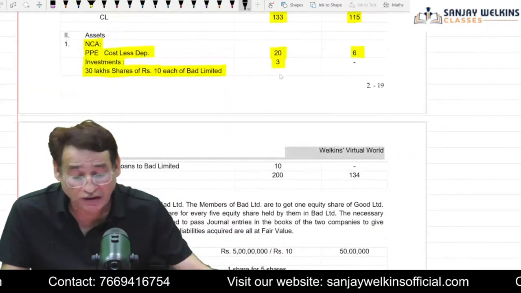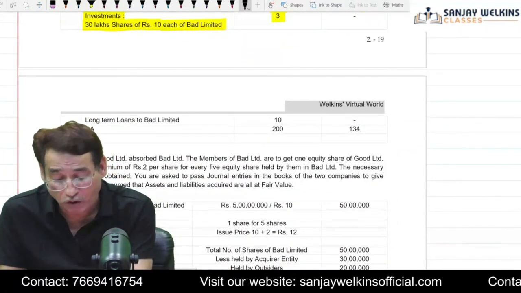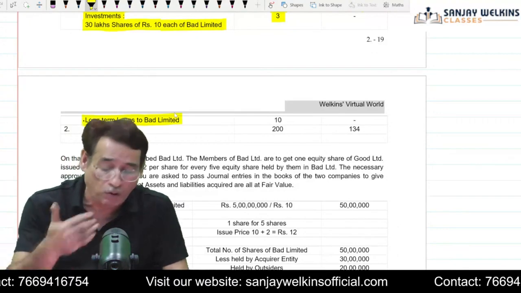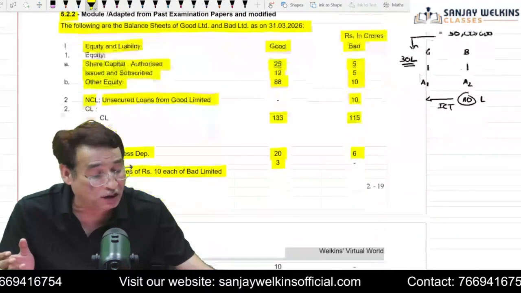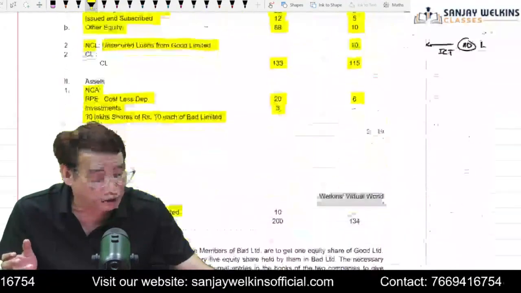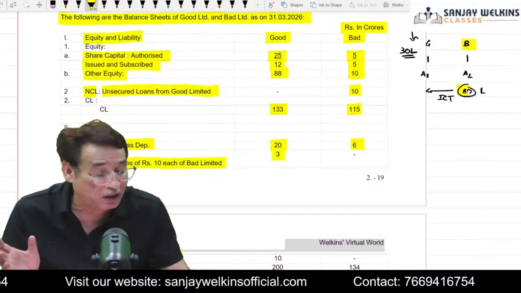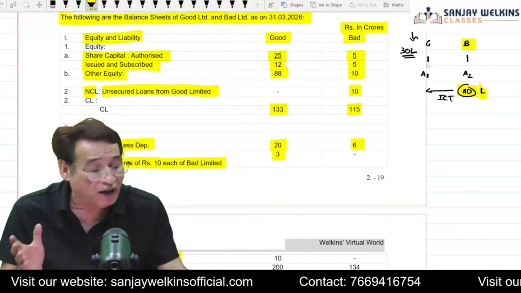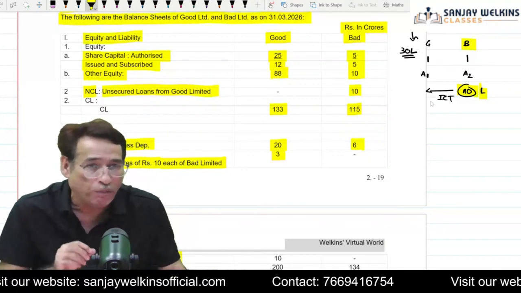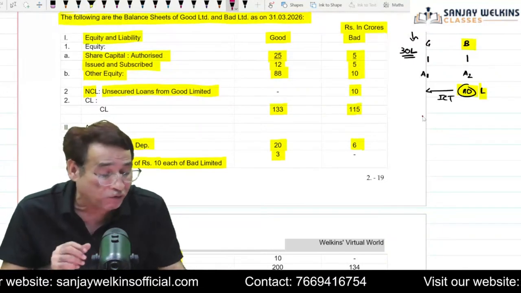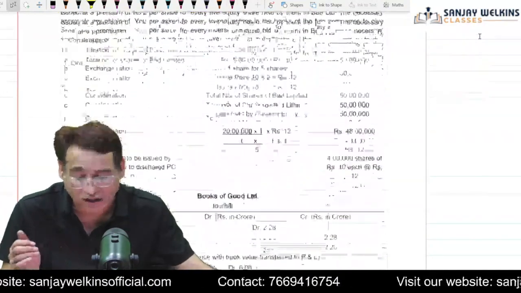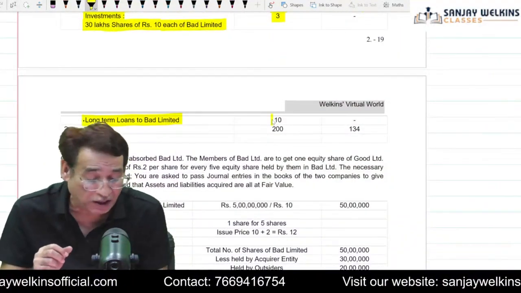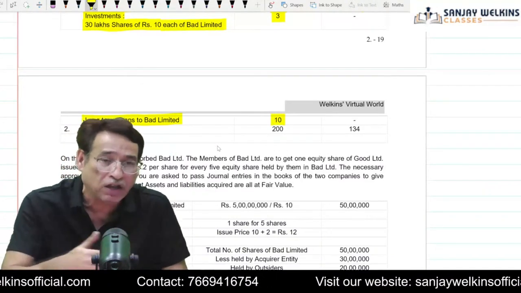Now, further, you need to have a look over this particular item. Here it is written, long-term loans to Bad Limited. We have already seen earlier that this entity B Limited has taken a loan of 10 lakh. So obviously it is written towards the liability side of Bad Limited. And because Good Limited has given this loan to Bad Limited, it will be considered as an asset for Good Limited. That is why towards the asset side of Good Limited, this amount is written. Long-term loans to Bad Limited, 10 lakh, will be considered as an asset for the company which has delivered the loan.